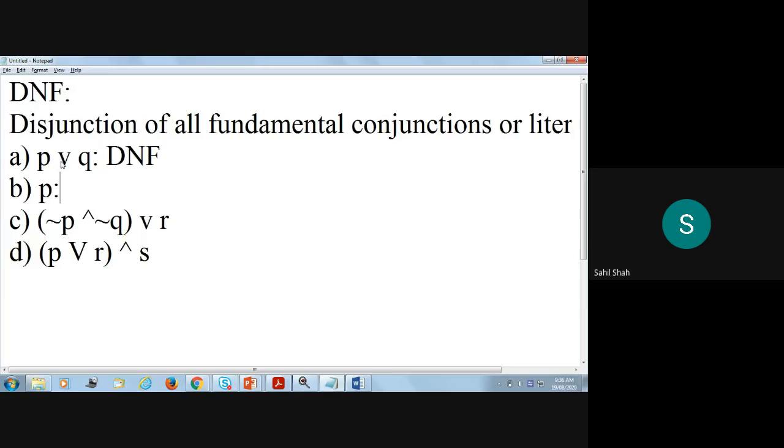My question is for B. Is example number B in DNF?